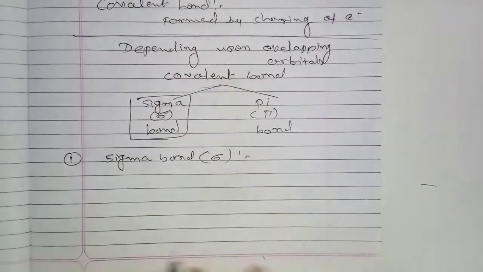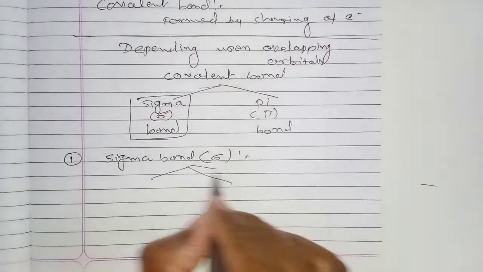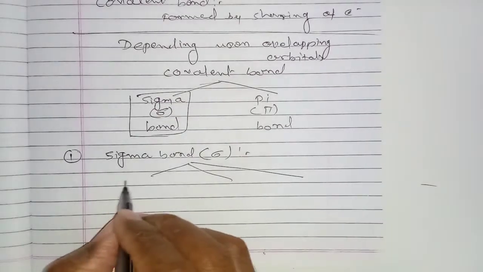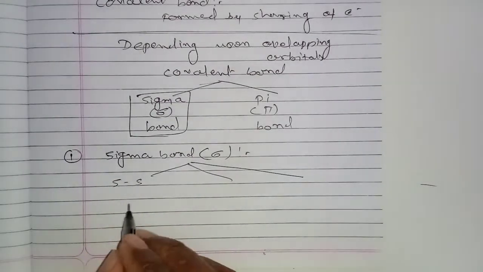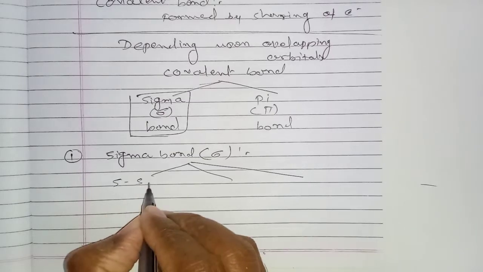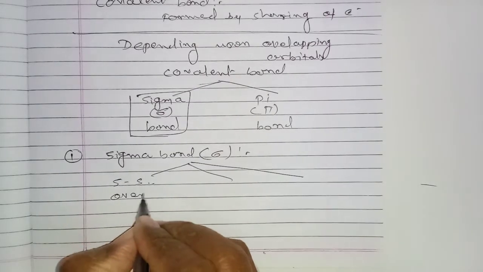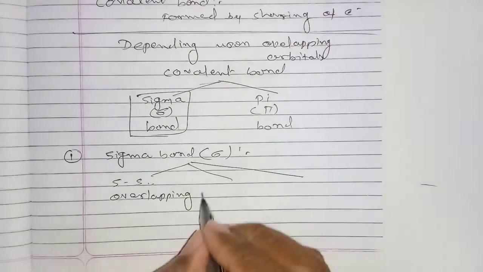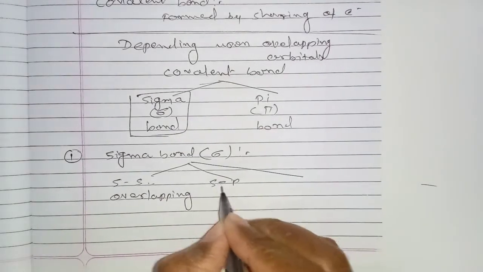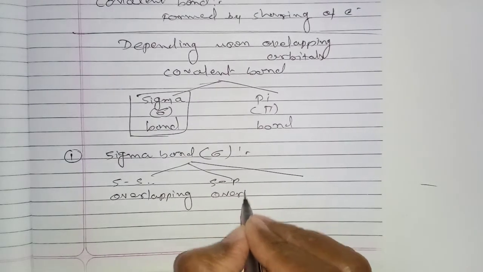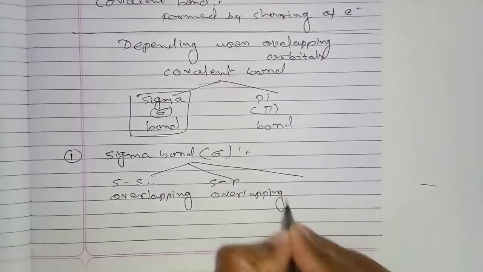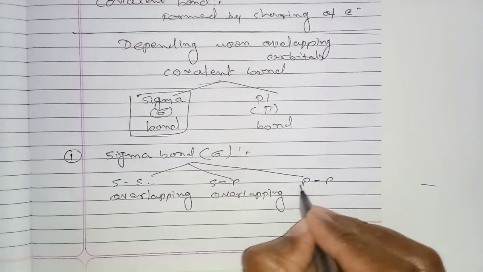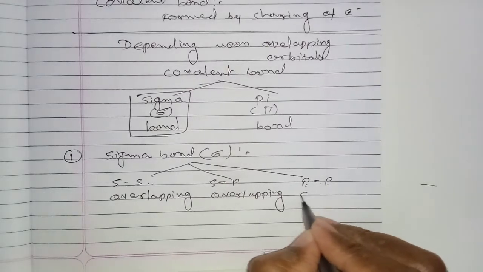This sigma bond is categorized into three parts. Number one is s-s overlapping, meaning s orbitals are overlapping. Number two is s-p overlapping, and the third is p-p orbital overlapping.